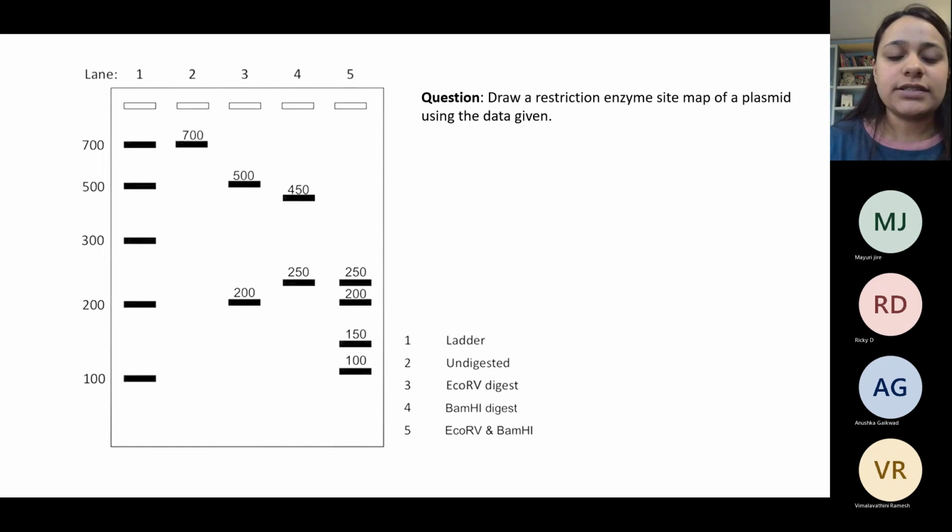So to solve this, I first said that there are two things we have to keep in mind. One, the entire undigested plasmid is of 700 kb, which we can see over here also. 500 plus 200 will give 700, 450 plus 250 will give 700, and the addition of these four fragments will also give 700. The other thing is that if we individually draw the EcoRV digest and BamHI digest, it might help us. So that is what we have done in our next slide.